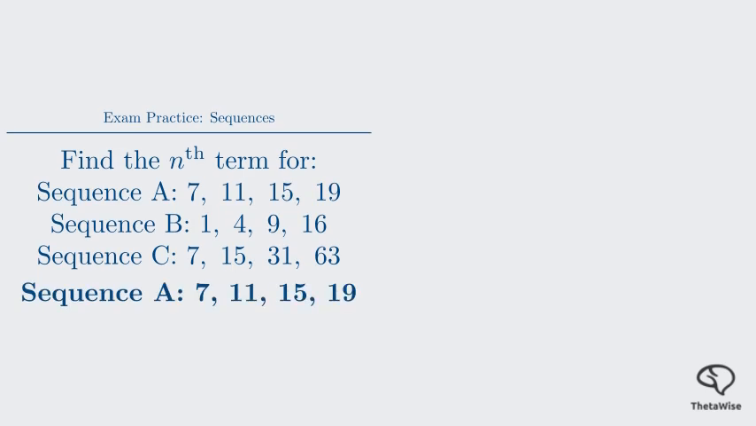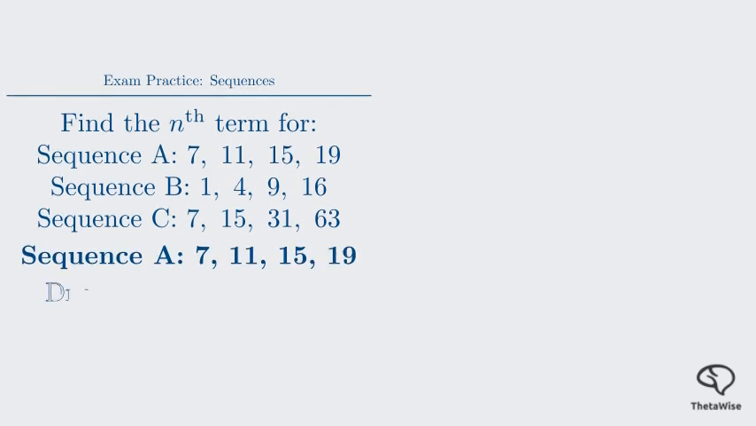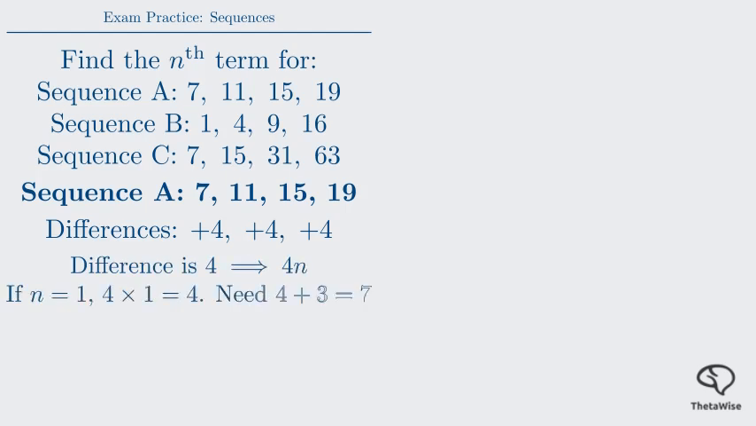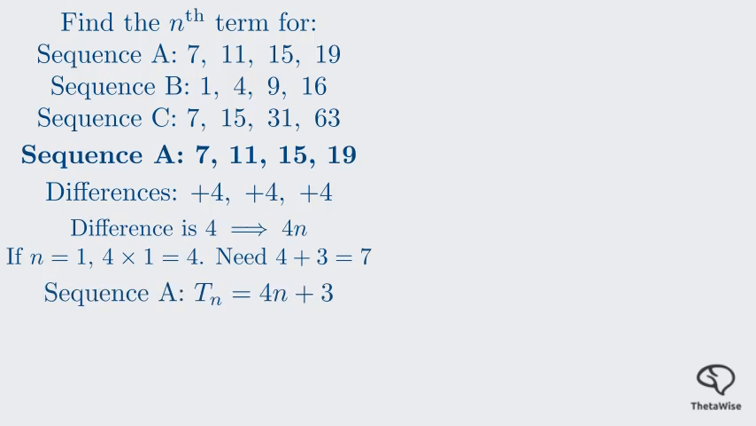For sequence A, we find the first difference. 11 minus 7 is 4, 15 minus 11 is 4, and 19 minus 15 is 4. It is linear with a difference of 4, so it starts with 4n. When n is 1, 4 times 1 is 4. To get to 7, we need to add 3. So, for sequence A, t subscript n equals 4n plus 3.